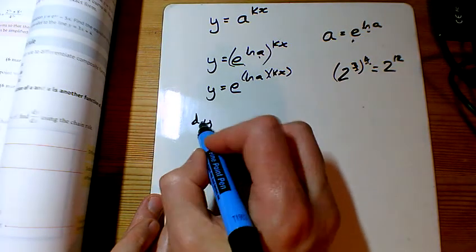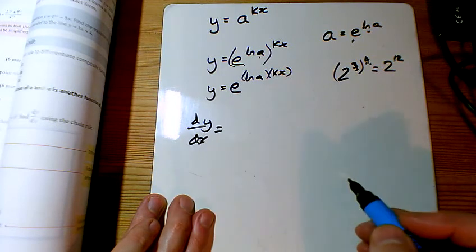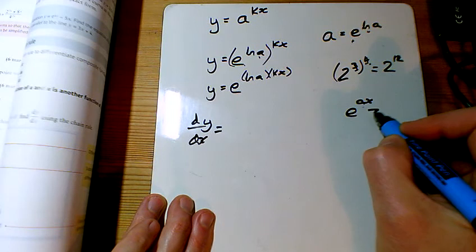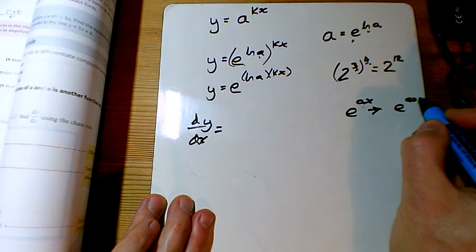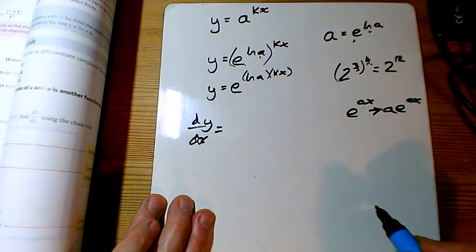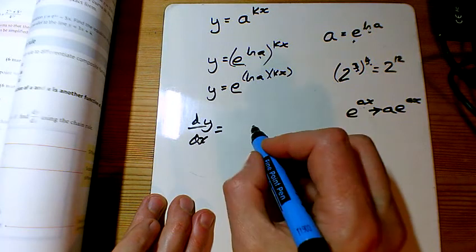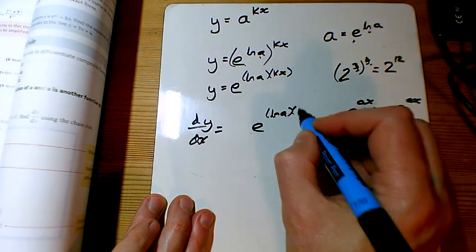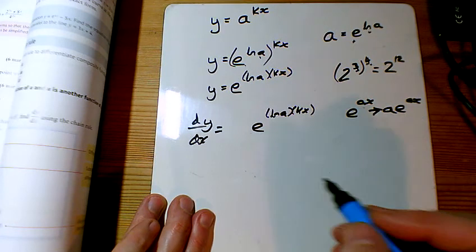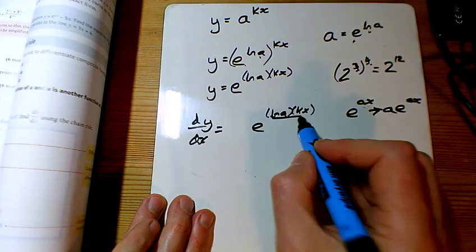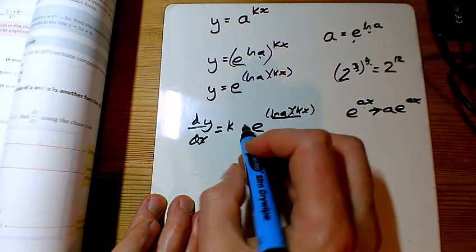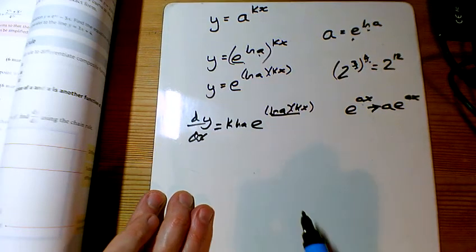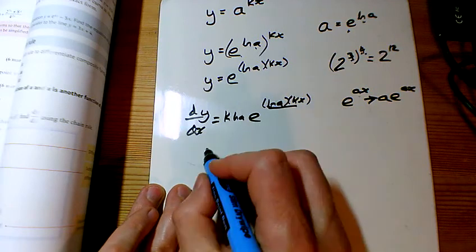Now we can differentiate this, dy by dx, because we know that e to the anything x differentiates to e to the anything x times by that anything. So that's what I'm going to get here. I've got e to the, all of that just stays the same. And what am I doing? I'm timesing by how many x's there are. Well, there are k ln A of them. So I'm going to put k ln A. I hope you can read that. That says k ln A there.